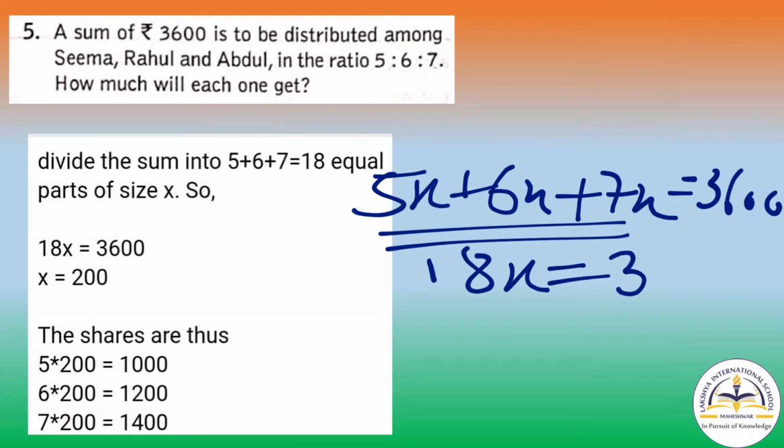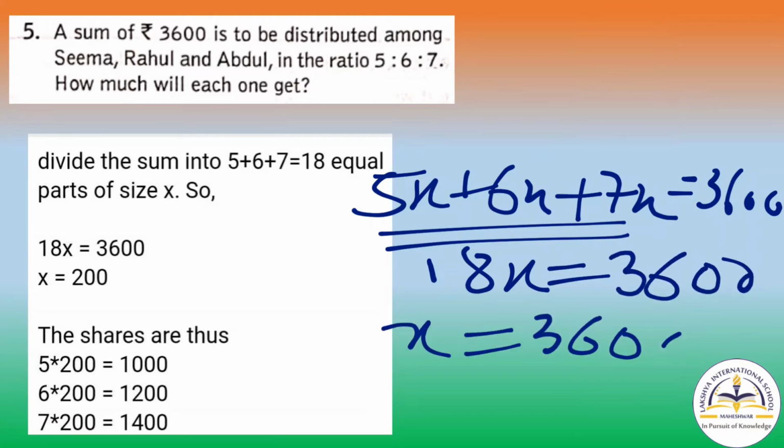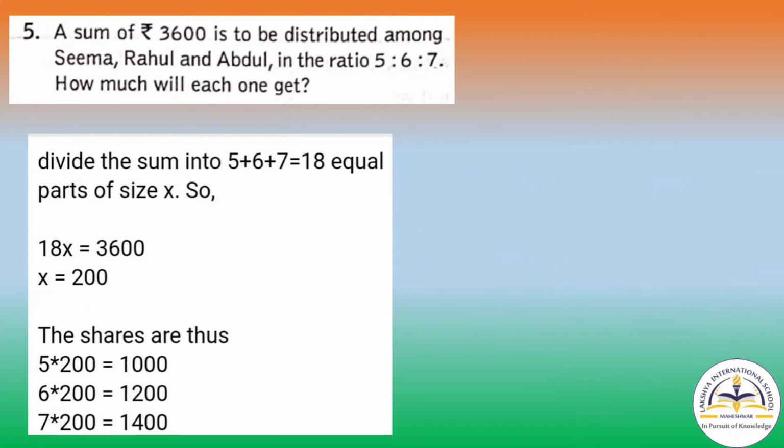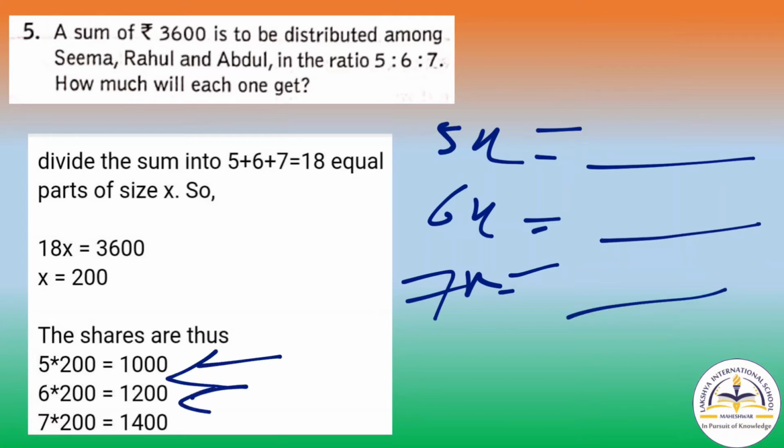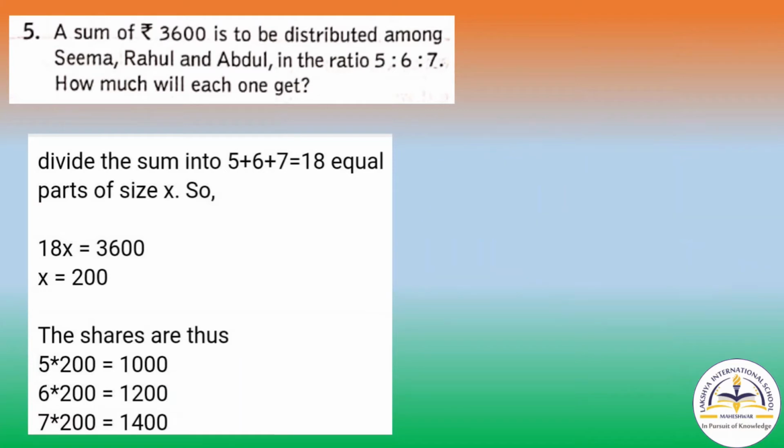x will be equal to 3600 divided by 18. It means 200. x equals 200. Now the shares are 5x, 6x, 7x. It means 5 into 200, 6 into 200, 7 into 200. When you multiply these, you will get these three values.